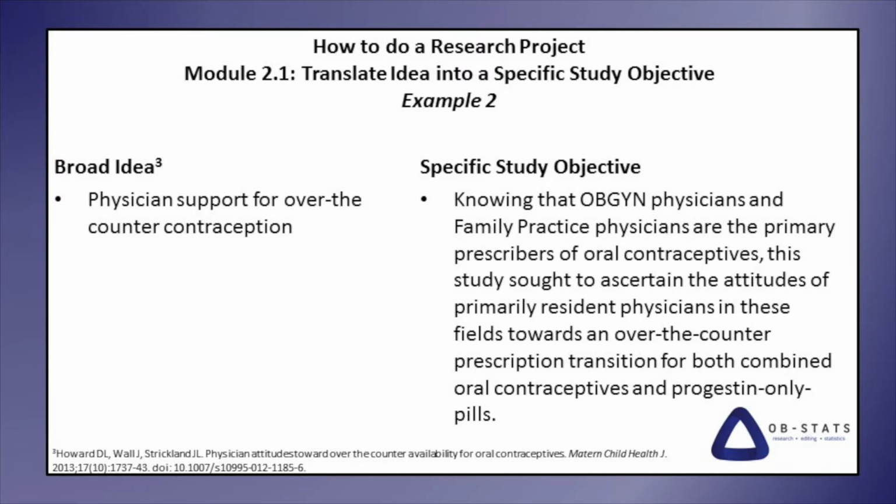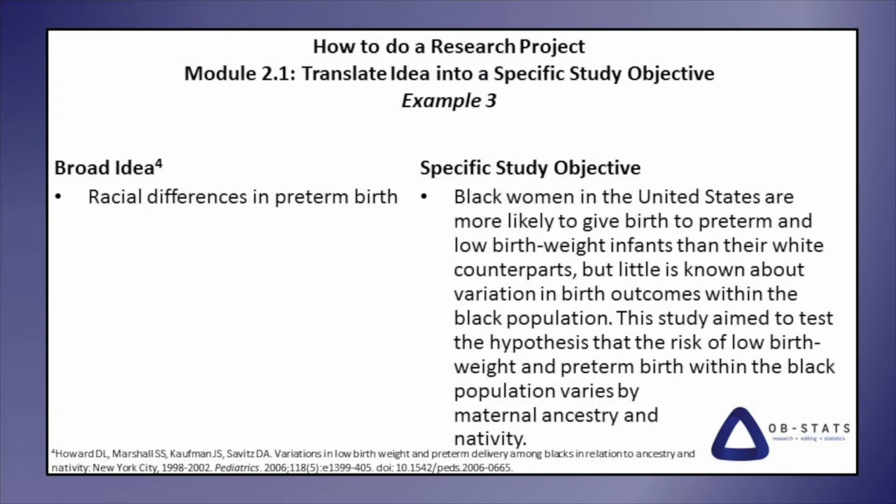In the third example, we will examine the broad idea that concerns racial differences in preterm birth. Specifically, Black women in the United States are more likely to give birth to preterm and low birth weight infants than their white counterparts, but little is known about variation in birth outcomes within the Black population. This study aimed to test the hypothesis that the risk of low birth weight and preterm birth within the Black population varies by maternal ancestry and nativity.